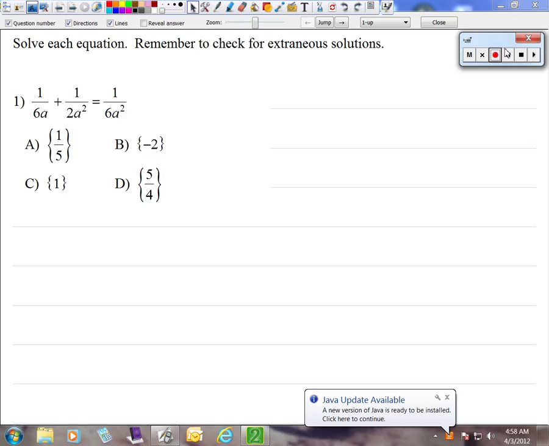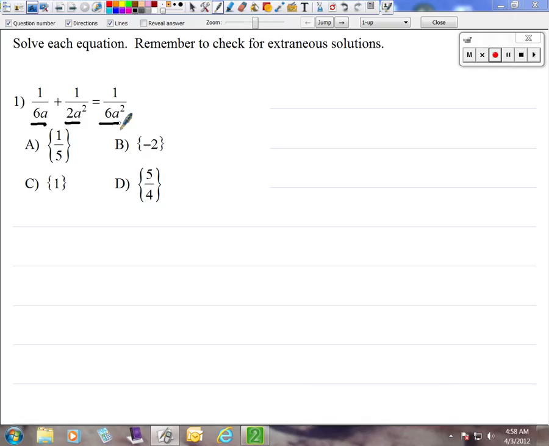This lesson is on solving rational equations. And the first thing we need, we look at the denominators. We ask ourselves, what is the least common multiple? Which is the same thing as the least common denominator.